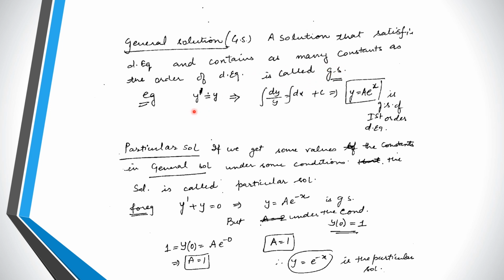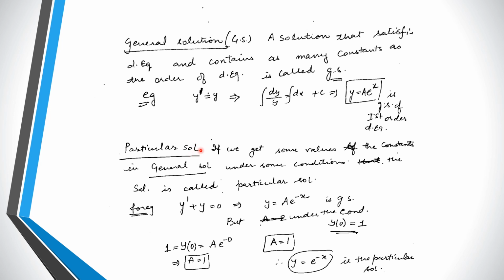So for y prime is equal to y, any function of x which satisfies this and has one arbitrary constant is the general solution of this differential equation. So if we have a second order differential equation, then its general solution should contain two arbitrary constants.